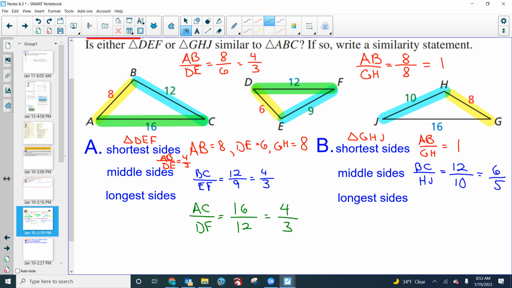And right there, I can say confidently, triangle ABC is similar to triangle DEF by SSS similarity.